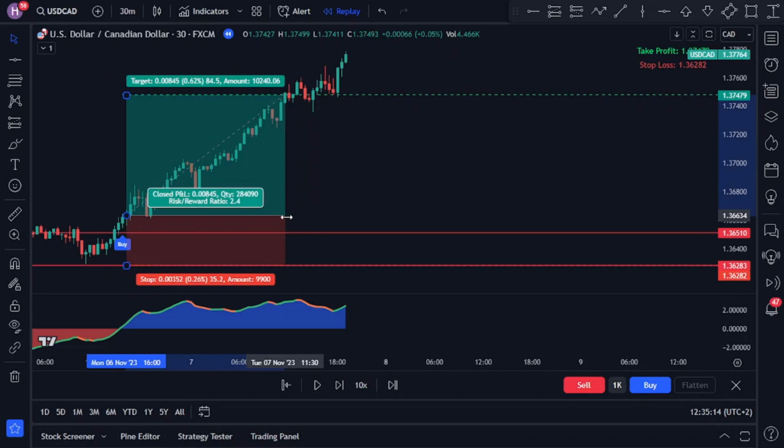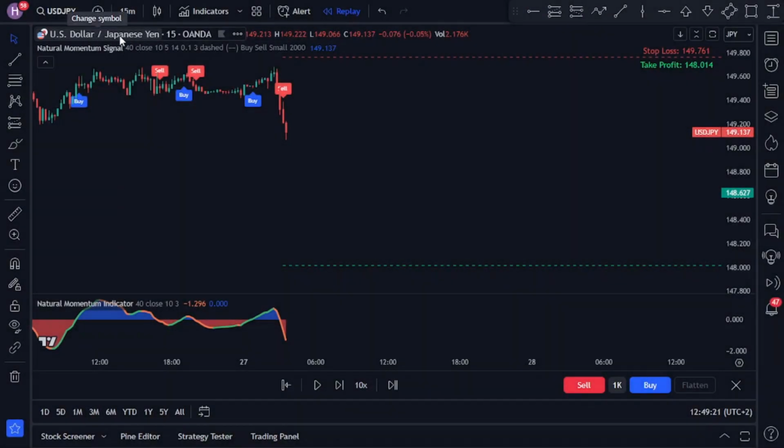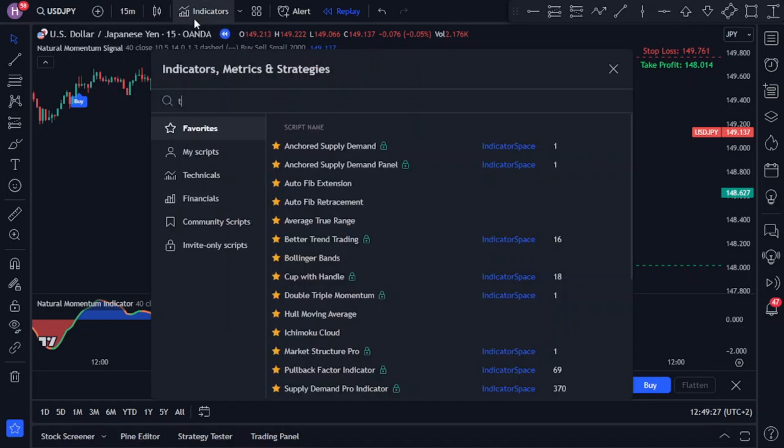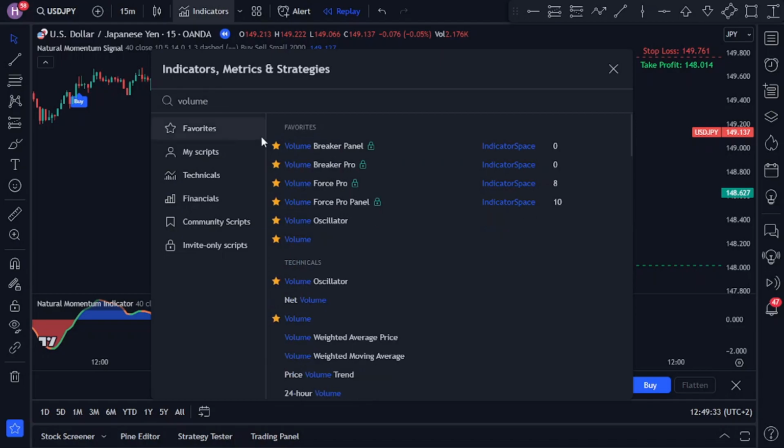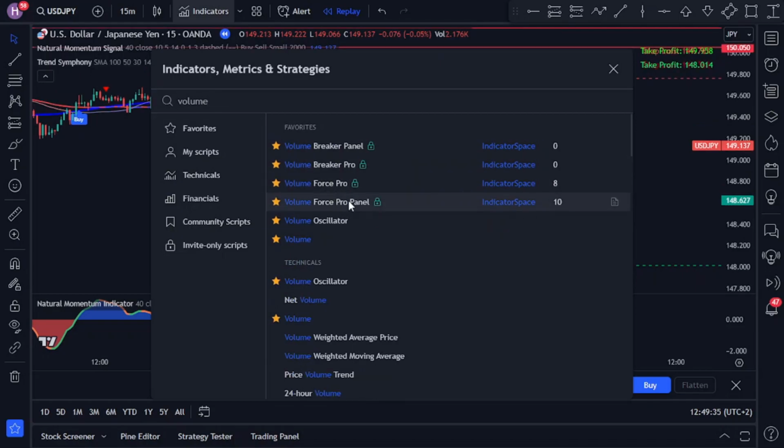Now, let's incorporate the natural momentum indicator into a 15-minute scalping strategy. On the chart, we have the US dollar against the Japanese yen in the 15-minute time frame. The two additional indicators that we'll be using for the trading strategy are the Trend Symphony and Volume Force Pro.